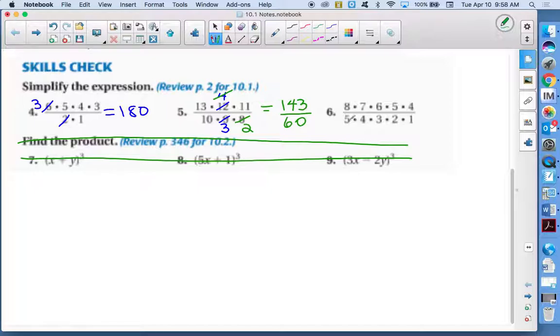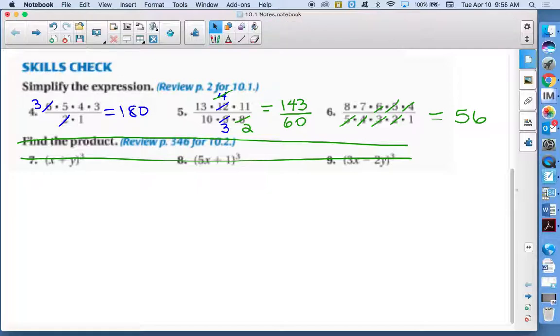Cancel out. So the 5 and the 4, they both have that same common value. There? 6 and 3. Yeah, 6, 3, and 2 can also cancel. So Sarah, what are you left with? 56. 8 times 7 is 56. So I do want you to take your calculator out because I'm going to show you different functions on the calculator.